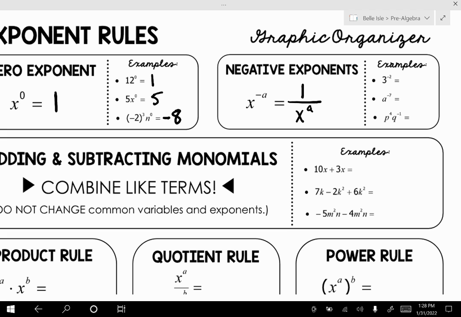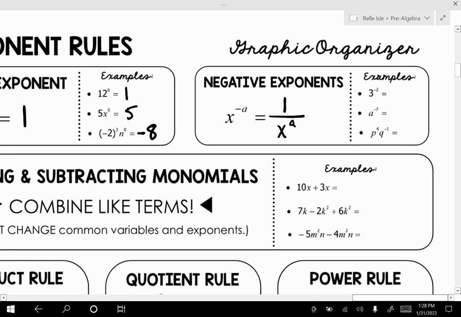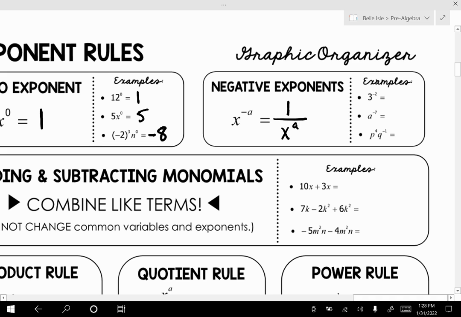Okay? So you have a negative exponent. You're going to move that whole term to the bottom, change the exponent to a positive. Now it's 1 over x to the a power. Okay? Some examples of that. We've got 3 to the negative 2nd power. So it's going to be 1 over 3 to the 2nd, which is what? 1 over 9.